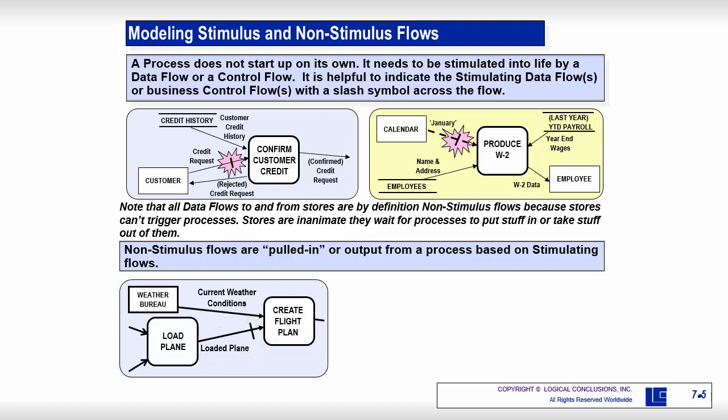What is unusual about this particular process is that it pulls in the current weather conditions from the external interface, the Weather Bureau. It's unusual because external interfaces usually trigger processes, but in this case the data from the external interface was not the trigger.